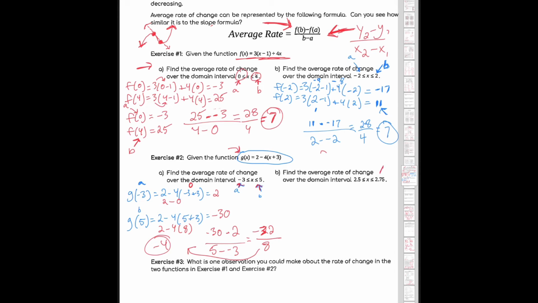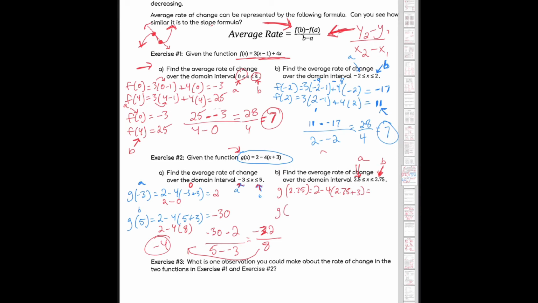Let's go ahead and do the same thing for this interval. We're working with decimals here, but nothing changes. So here's our b and our a. Let's go ahead and plug in and see. So we have g of 2.75 plugged in here would be 2 minus 4 times 2.75 plus 3.